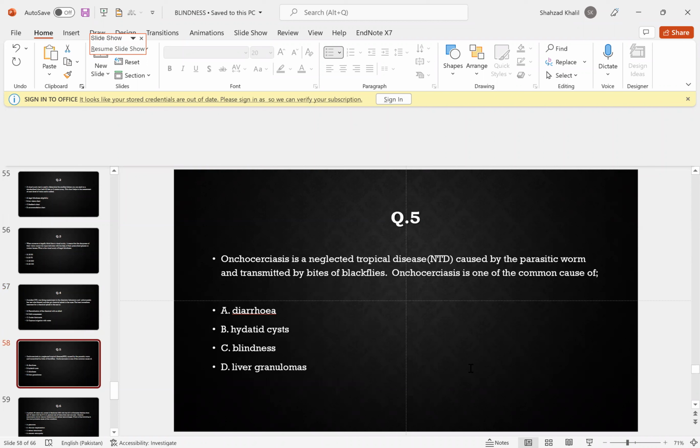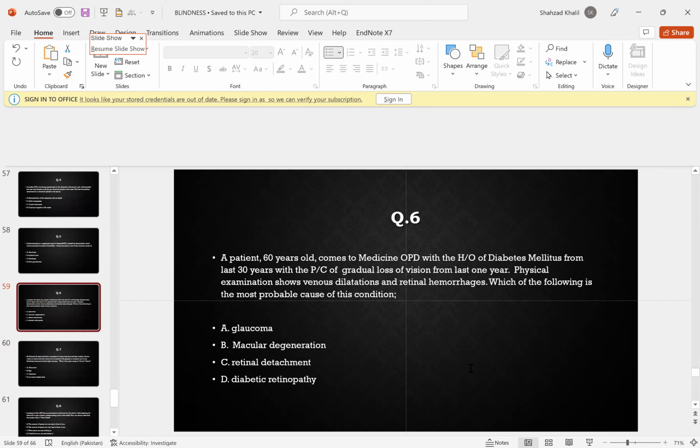Onchocerciasis is a neglected tropical disease caused by a parasitic worm and transmitted by the bite of black flies. Onchocerciasis is one of the common causes of diarrhea, hydatid cyst, blindness, or liver granulomas? C. Yes, C is the correct answer.